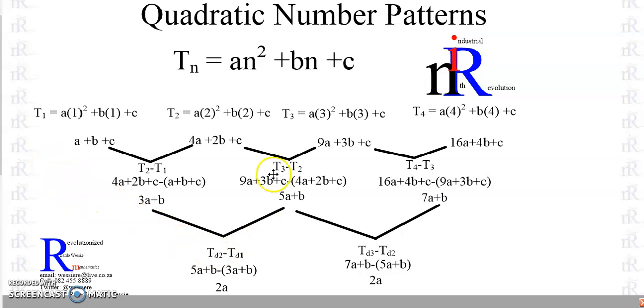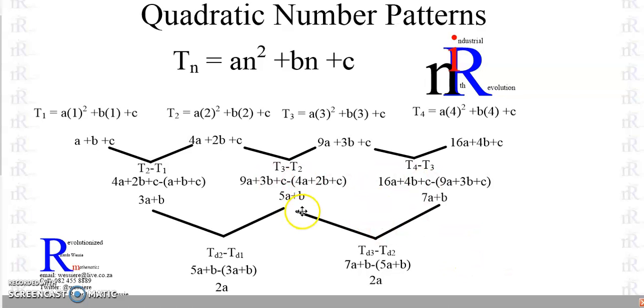But if they gave me that the pattern started at the second term, I will still use that 2a is equal to my constant second difference, but my difference between my second and third term will be 5a plus b and not the 3a plus b as I always use. And my first term will not be a plus b plus c, but it will be the second term, which is equal to 4a plus 2b plus c. And that particular needs to be focused on very meticulously. And this will continue in this fashion even if it goes to the third term, fourth term, etc.